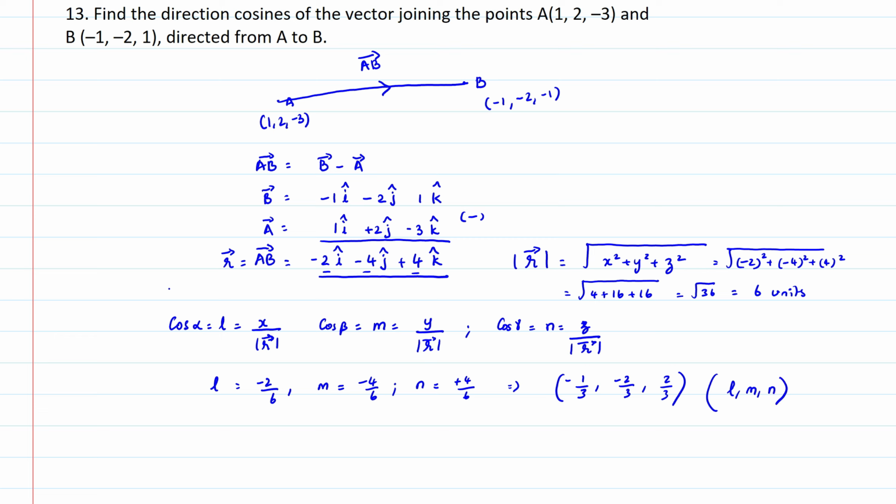Since direction cosines are asked, you don't have to find the values of the angles. You don't have to find the value of cos alpha, cos beta, and cos gamma. You just have to find the direction cosines, which will be minus 1 by 3, minus 2 by 3, 2 by 3. This is the answer for this question.